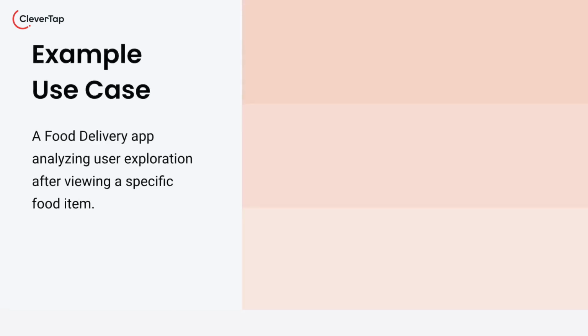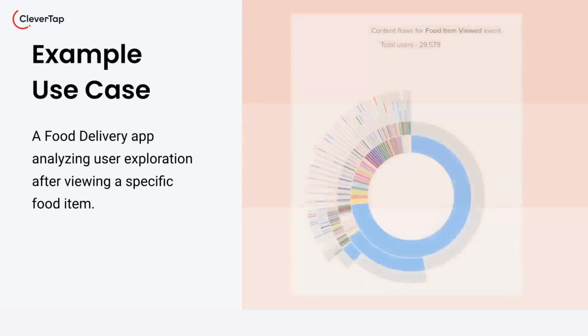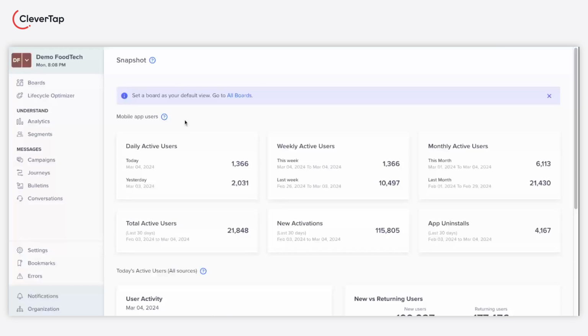Consider you are a food delivery app interested in analyzing what users explored after viewing a certain food item in your app. CleverTap's intuitive dashboard offers a sunburst chart to easily interpret customer interactions. Now, let's demonstrate how to achieve this example use case from the CleverTap dashboard.